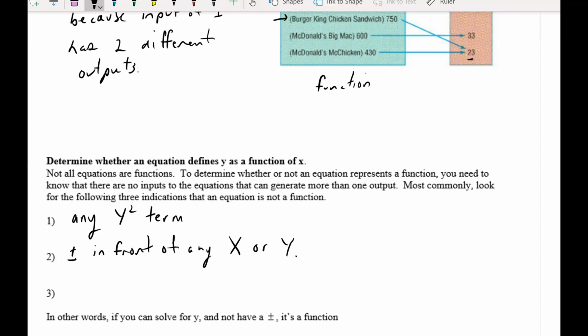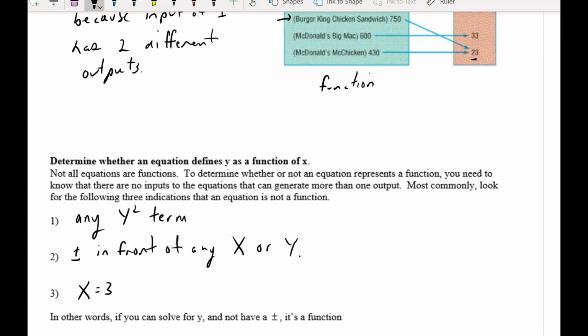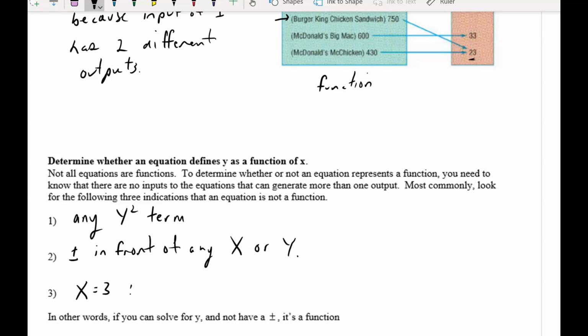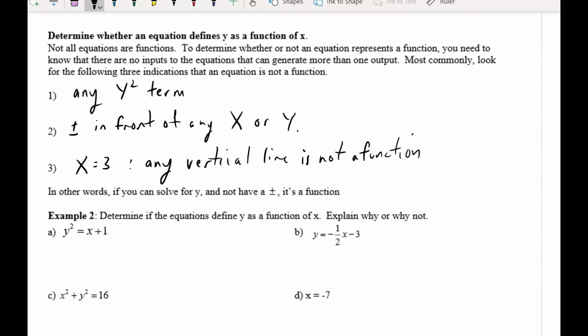And then the third thing to look out for is vertical lines. Just very simple. If you have a vertical line like x equals 3, for example, it's not going to be a function. It's a vertical line. How could it pass the vertical line test? So any vertical line, of course, is not a function.